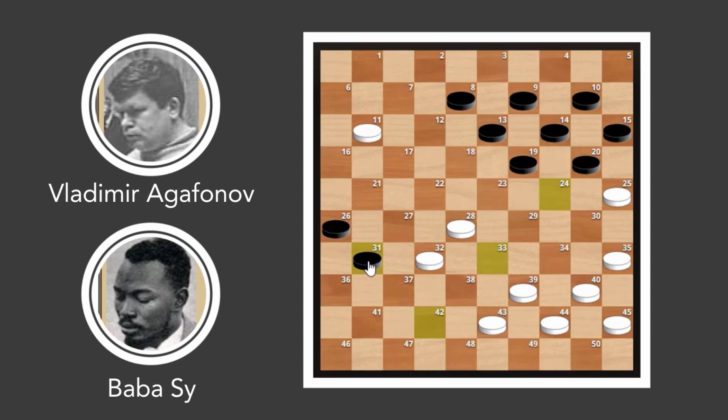Babasai played 11-6. Now, if you draw the square again, the 11 here is surrounded by 6, 7, 17, 16. So Babasai decided to move to 6. And then Vladimir answered the move by playing 20-24. And this move was made by 39-33 by Babasai.